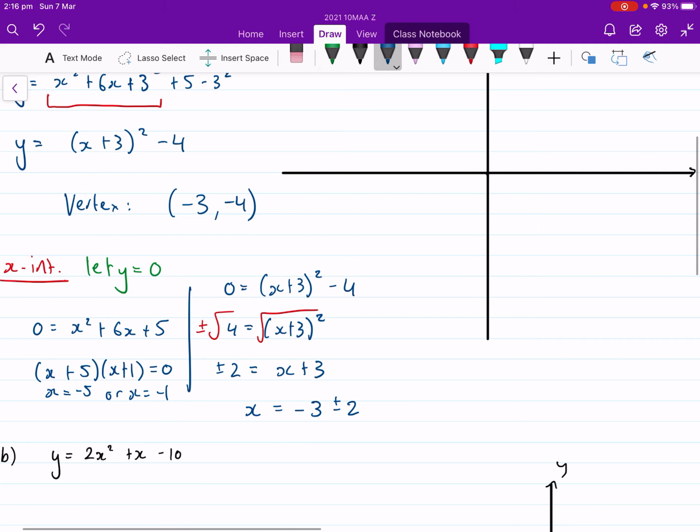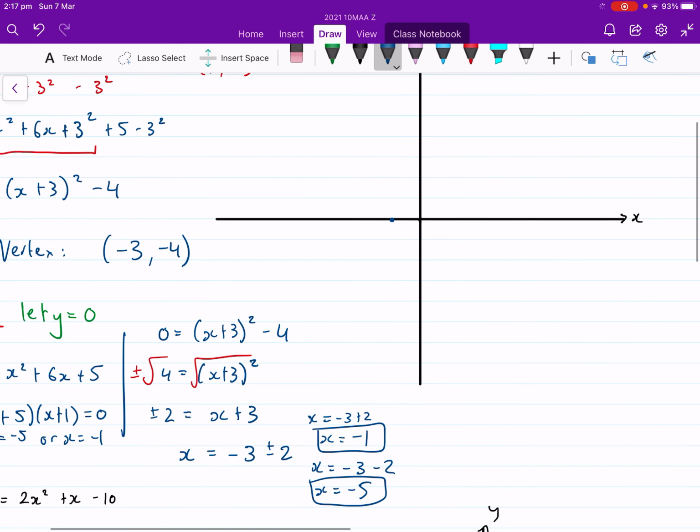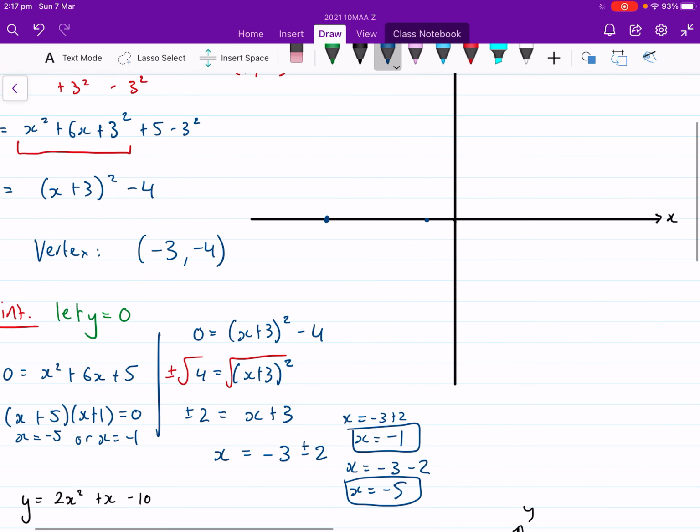So let's look at both solutions. In the positive solution, when I'm plussing 2, I get minus 3 plus 2, so x would equal negative 1. And we got that over here. Now, let's look at the negative solution. If I had x is equal to minus 3 minus 2, this would be minus 5, which you can see there. So I get the same answers two totally different ways, and that's okay. Here I'm going to plot all these points now on the graph. So negative 1, negative 5, and I said my vertex was negative 3, negative 4.